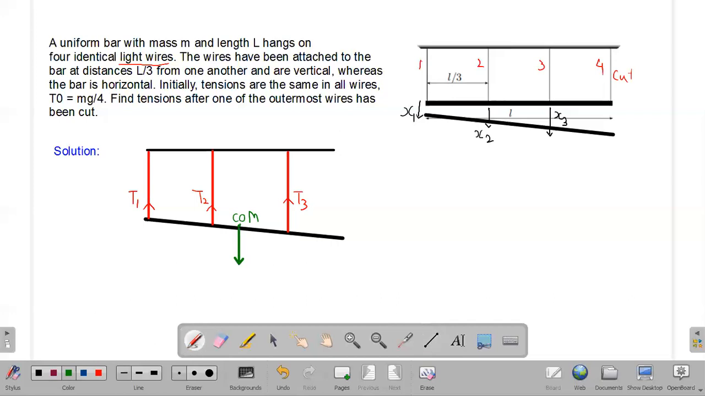Okay, so this will be the force of gravity mg in the downward direction. Notice that the bar is slightly tilted, and it has moved slightly downward.